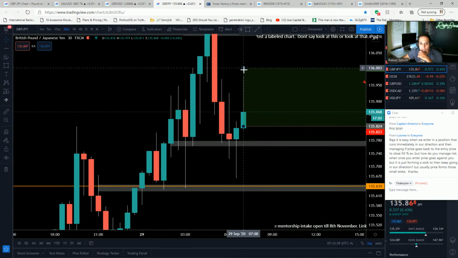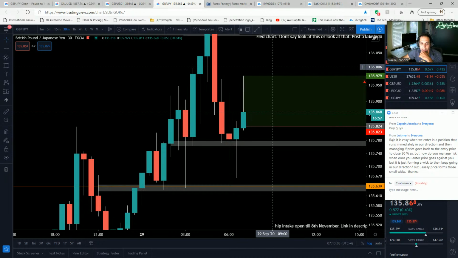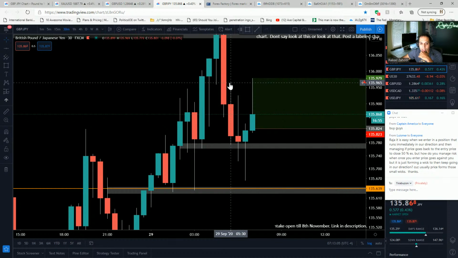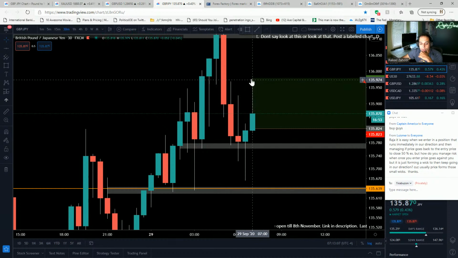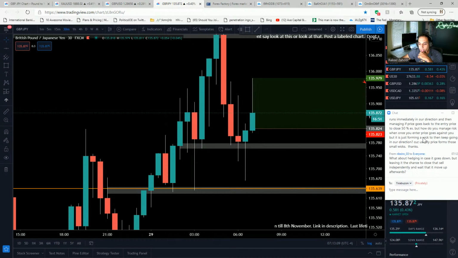So if you look over here, you know, price came up. This is where I secured positions, took at least 14, 15 pips, and price has rejected this area before. So that's why we're seeing a rejection down over here.